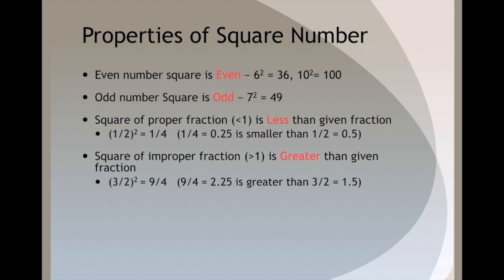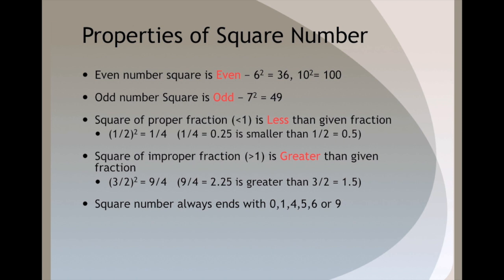For example, 3 by 2 is an improper fraction where 3 is the numerator and greater than the denominator. Its square is 9 by 4, which, if you convert it to decimal, becomes 2.25, and 3 by 2 is 1.5. So we can see that 2.25 is greater than 1.5, or in general we can say the square of an improper fraction is always greater than the given fraction. Now the fifth one is a really interesting property of a square number.